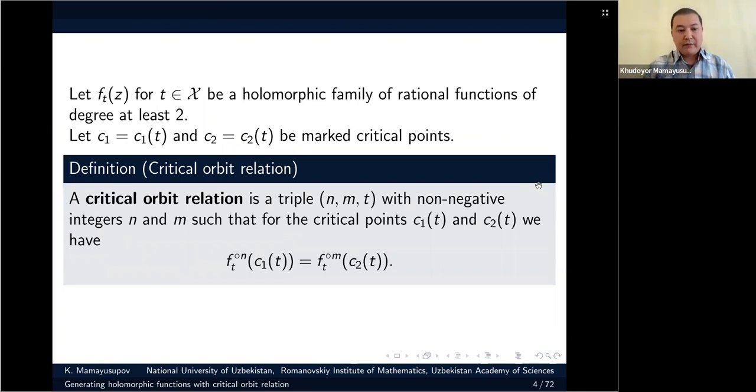We don't need to mark them actually. So a critical relation is a pair, or if you want to specify the point on the parameter plane, then it's a triple of non-negative numbers, n and m. Let's say for the two critical points, we have this relation. On the left, I iterate one critical point some number of times, and on the right, I iterate another critical point for another number of times. So I allow 0, 0. In this case, those critical points can collide. It's also fine.